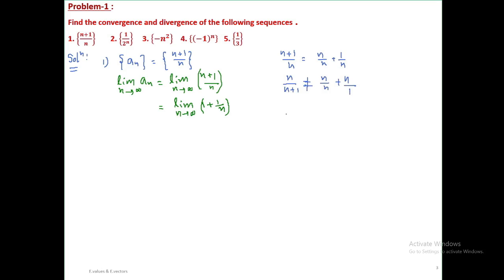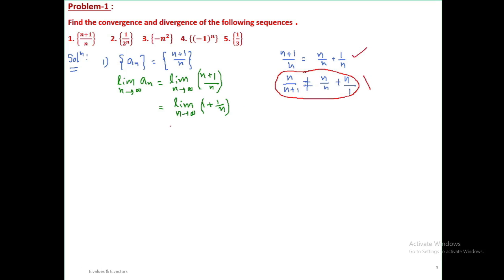It is a simple mistake. This is not equal to. Don't make this mistake. Generally you will do it. This is absolutely wrong. It is not equal to. This one is correct.